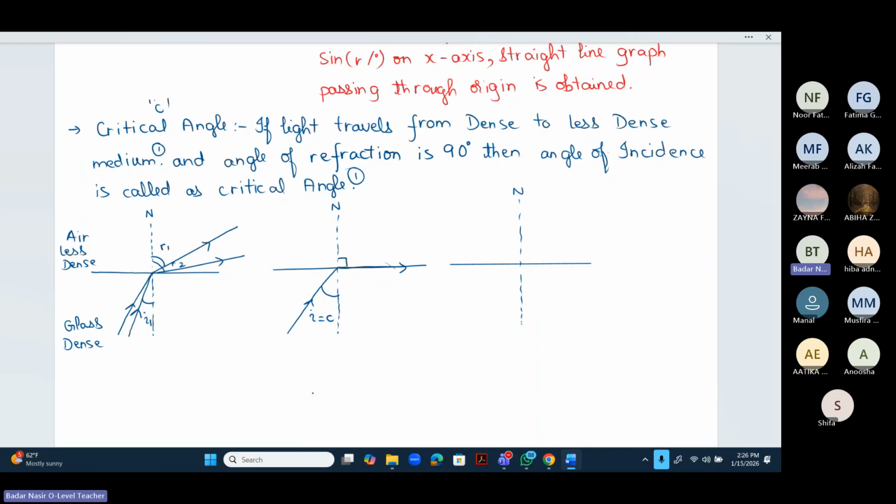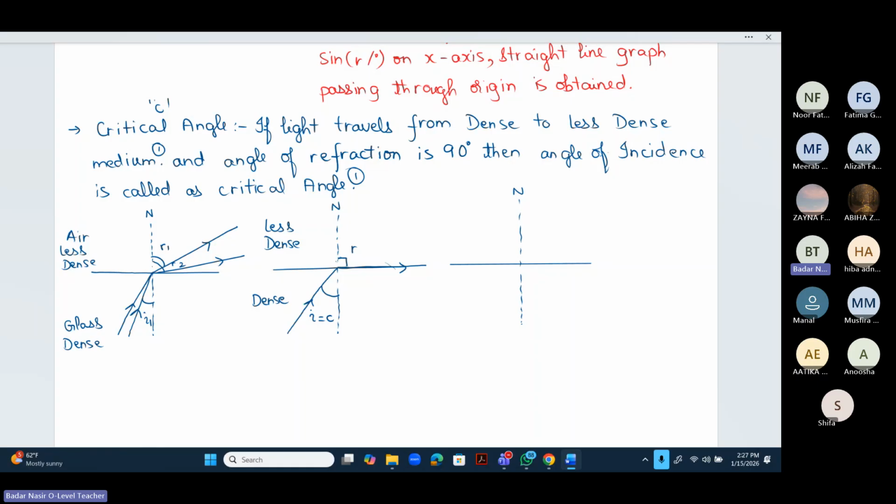सो क्रिटिकल एंगल क्या है कि when a ray of light, when it travels from dense into a less dense medium, and if your refracted angle is 90 degrees, so then the angle of incidence in the dense medium is called as the critical angle. Okay, so this is what the critical angle means. Any questions, any queries in this, please feel free to ask.